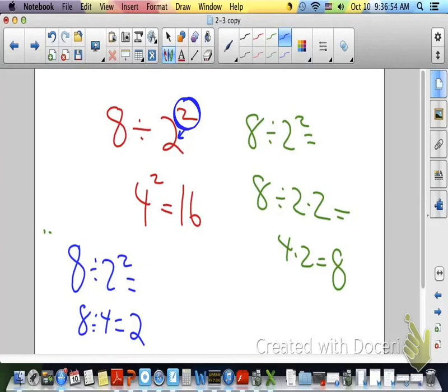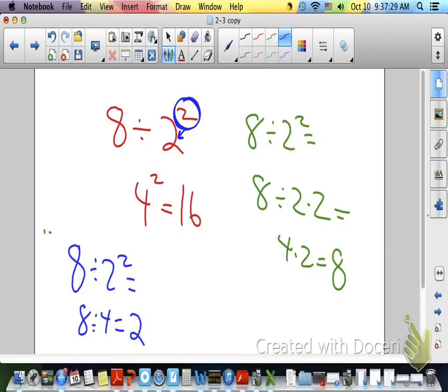So I give you all these 3 answers, 16, 8, and 2. Which one would you pick? Why? Let's assume you don't know what order of operations is. If you didn't know what PEMDAS was, then which one would you pick? I would probably pick the red. You'd pick 16? Yeah, more likely.